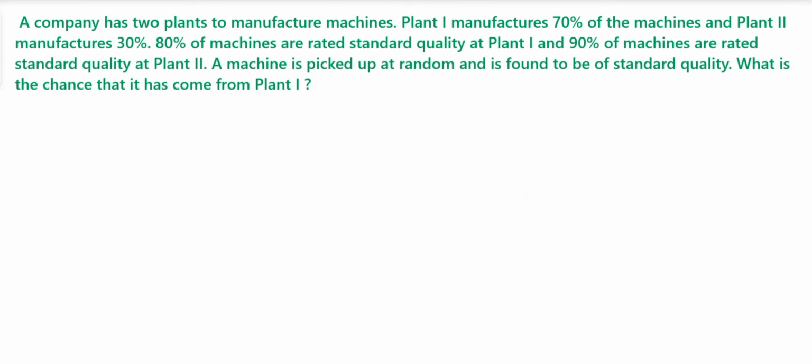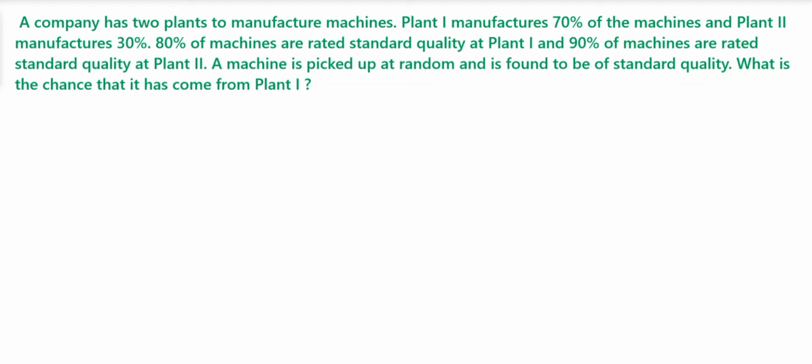Let's solve this example. A company has two plants to manufacture machines. Plant 1 manufactures 70% of the machines and plant 2 manufactures 30%. 80% of the machines are rated standard quality at plant 1 and 90% of the machines are rated as standard quality at plant 2. A machine is picked up at random and is found to be of standard quality. What is the chance that it has come from plant 1?